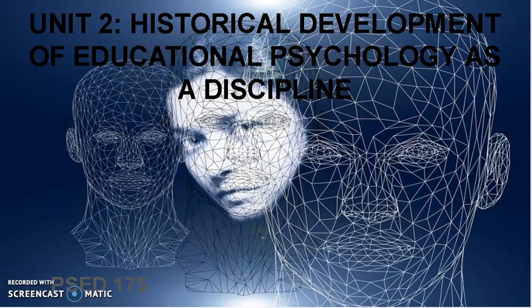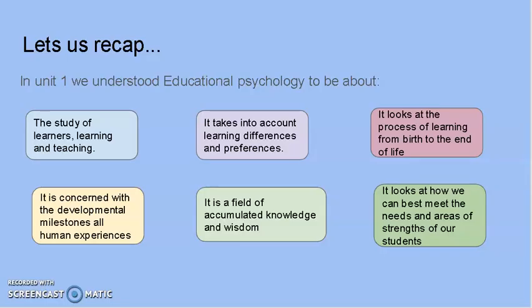So now that we have an idea of what educational psychology is, we'll be looking at the historical development of the discipline and look at the various iterations of the field, how it has evolved, how it has morphed into what it is today. So before we move on, let's recap. Let's look at what we've covered so far in Unit 1 with regards to educational psychology.